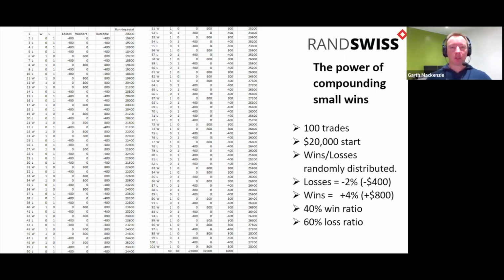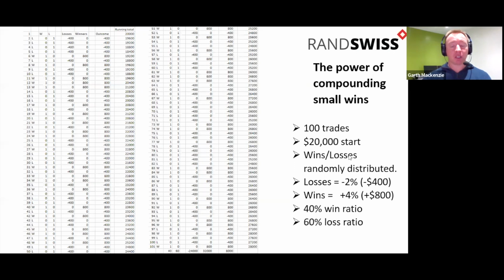Let's assume you've got the year ahead of you. You decide in the year ahead, I'm going to commit to doing 100 trades, and I'm going to be diligent with each one of those trades in terms of making sure I don't lose more than 2% of my capital. I'm starting with $20,000, as in the examples we've used before.